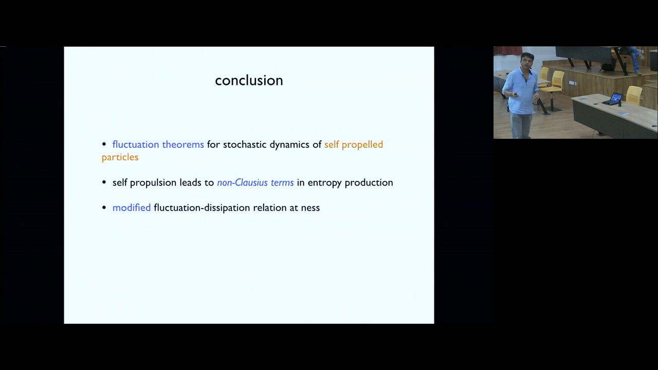So I hope I could convince you that at least within this set of active Brownian particle models, where the activity is coming due to the velocity-dependent forces generated from the internal energy depot, that gives rise to several non-Clausius entropy production terms apart from the normal heat bath entropy production. And also we can write down the response function in terms of some modified fluctuation-dissipation relation. So with that, I'll stop and thank you for your attention.